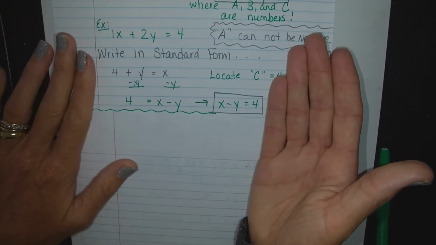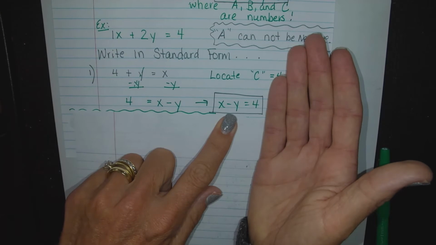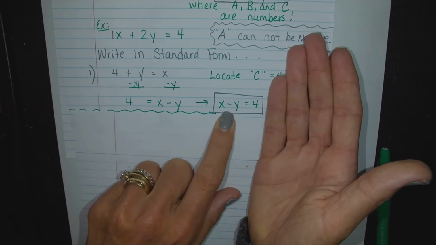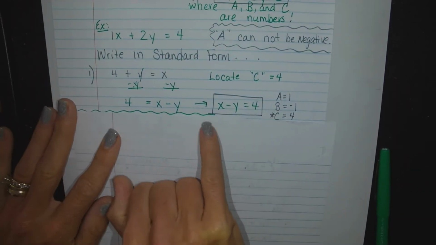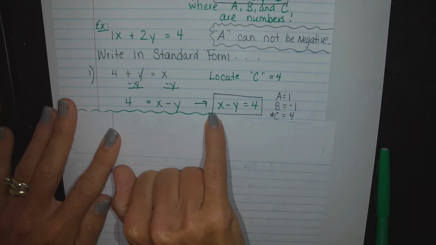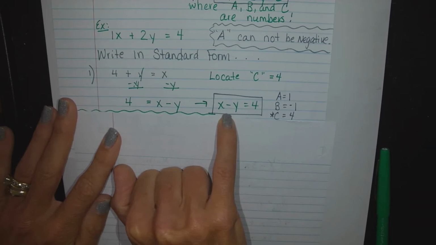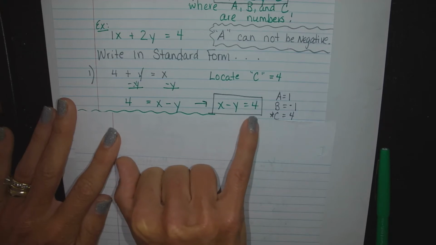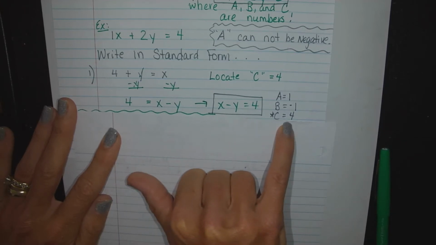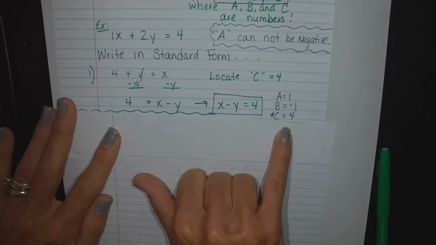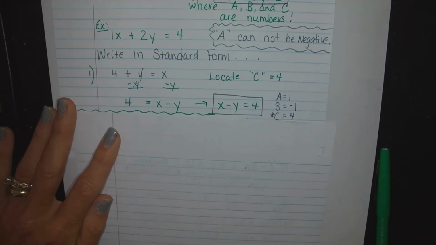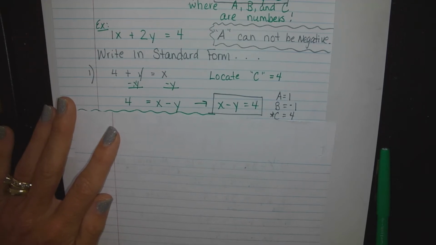So Y can be negative? Yes, B can be negative. So here, A, what's understood to be in front of X? 1. What's understood to be in front of Y? -1. And C, we've already located, is 4. I have 6 more of these. I promise you it will catch on. You need to locate what first? C. Is that right?